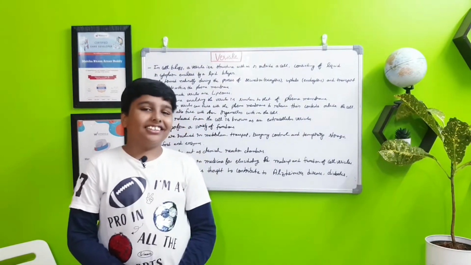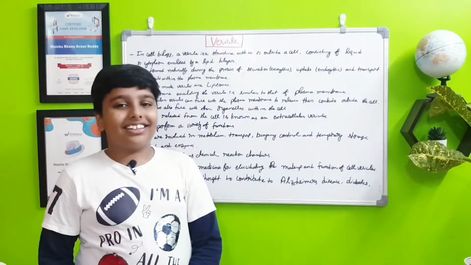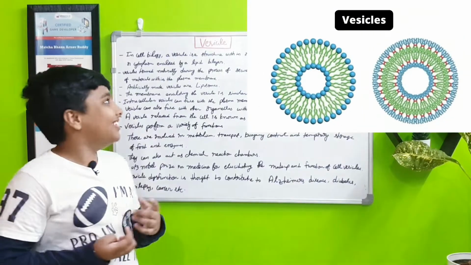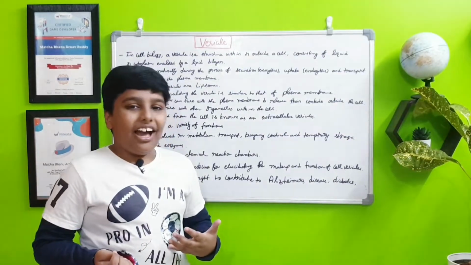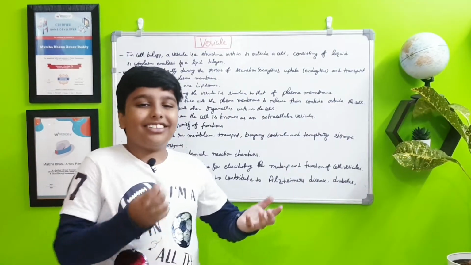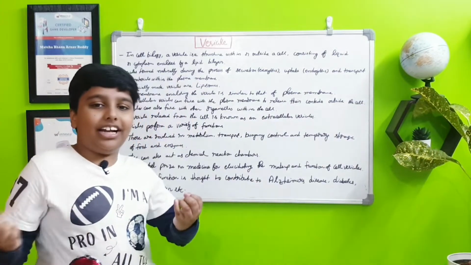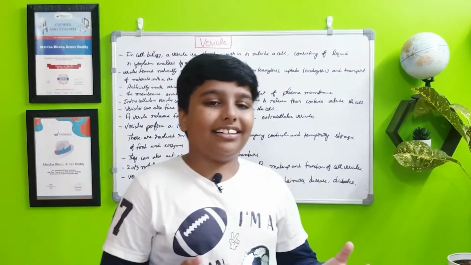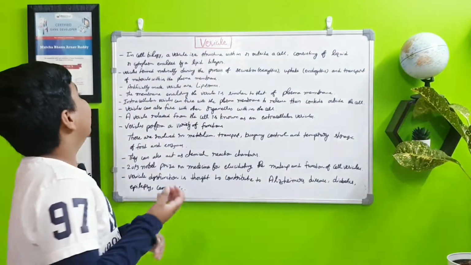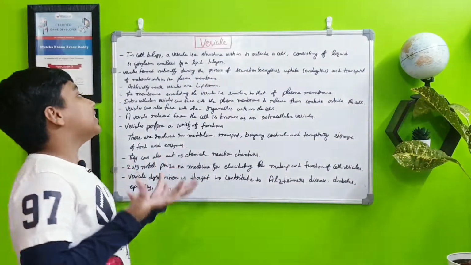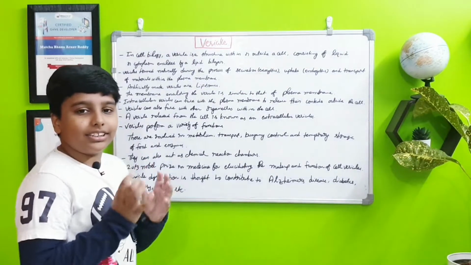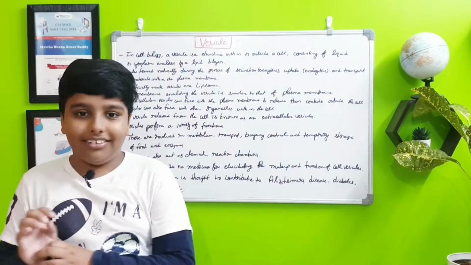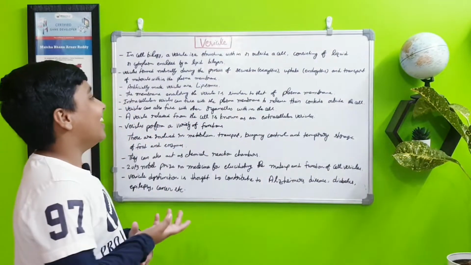So today we are going to discuss another organelle, of course, the vesicle. Yes, this vesicle is a very important organelle because it transports proteins or items. There are also types of vesicles. So in cell biology, a vesicle is a structure within or outside a cell. Yes, they can be inside or outside of a cell, not only inside.